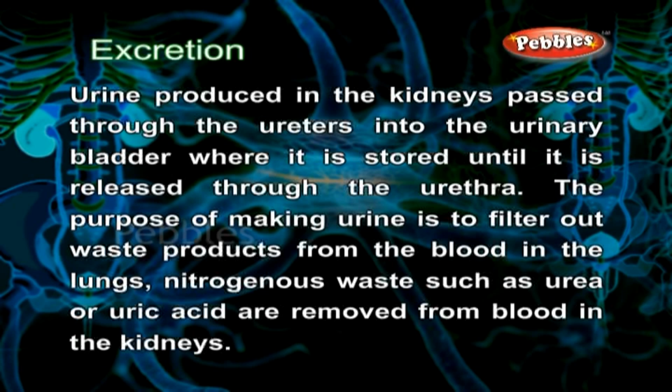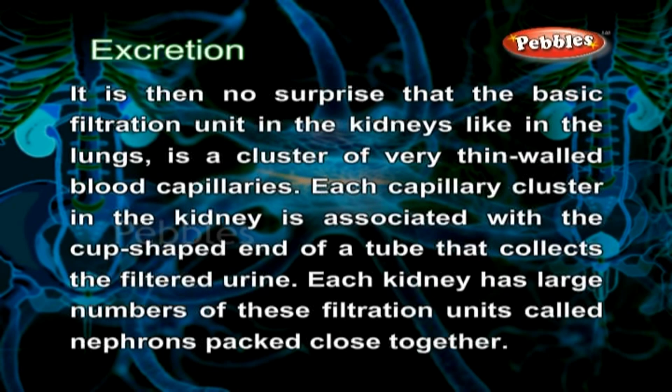Urine produced in the kidneys passes through the ureters into the urinary bladder, where it is stored until it is released through the urethra. The purpose of making urine is to filter out waste products from the blood. Nitrogenous waste such as urea or uric acid are removed from blood in the kidneys. It is then no surprise that the basic filtration unit in the kidneys, like in the lungs, is a cluster of very thin-walled blood capillaries.